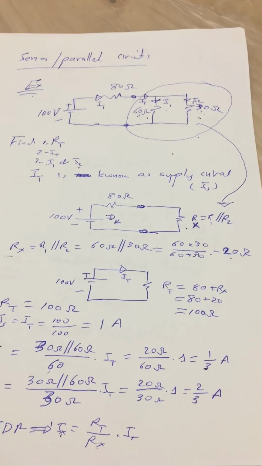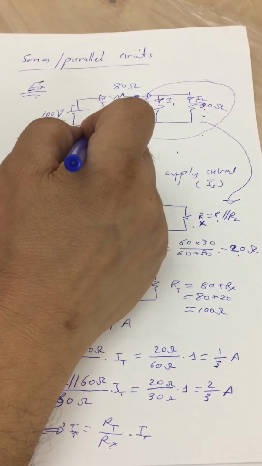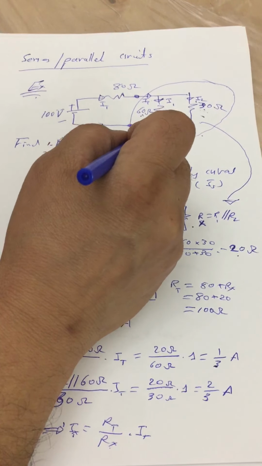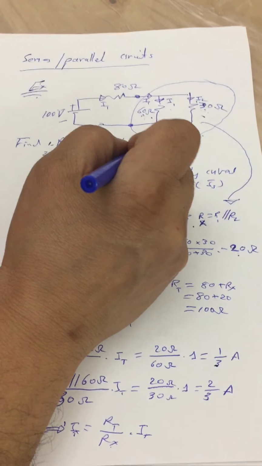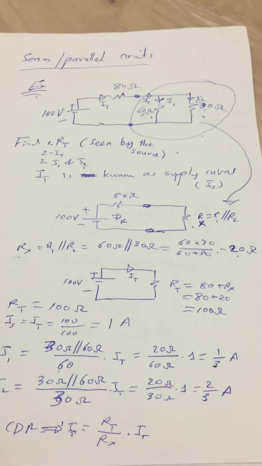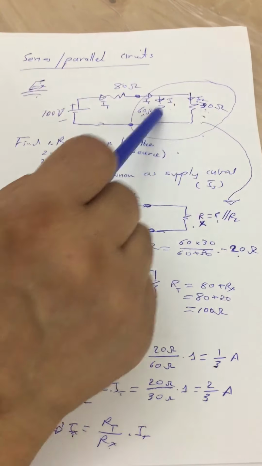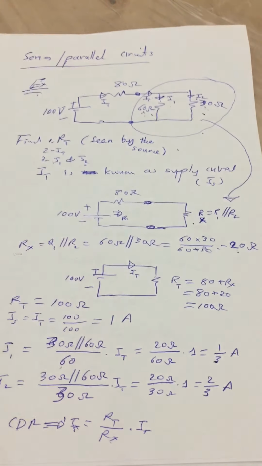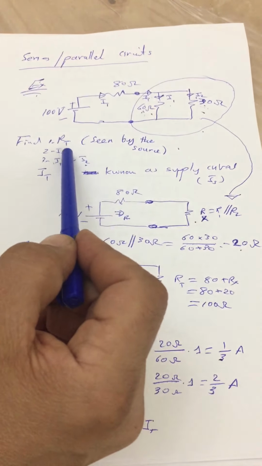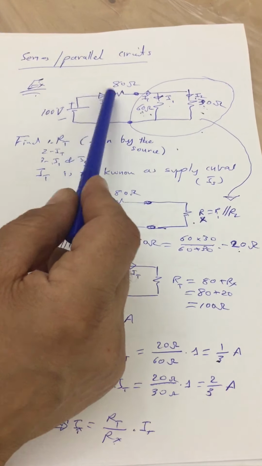When we say R total, what do we mean by R total? Seen by the source. What is the resistance of the circuit that is seen by the voltage source? This is R total. And we want to find also I total.